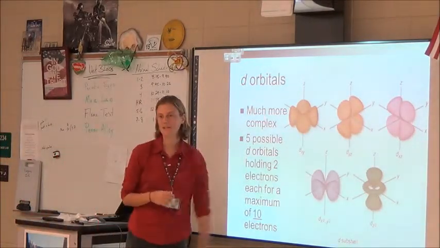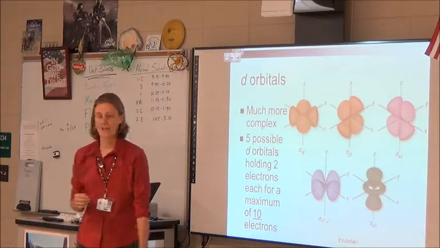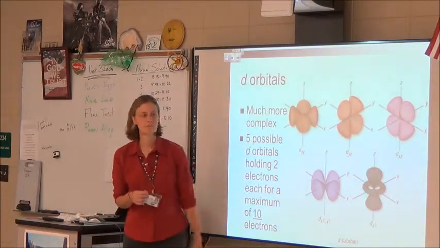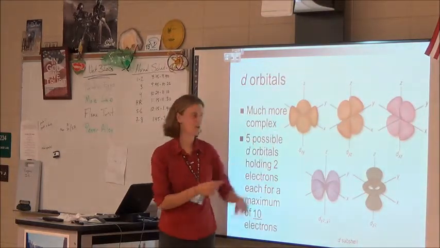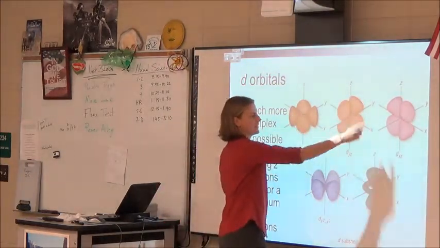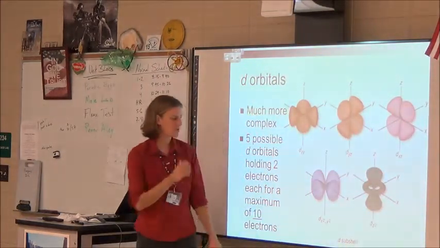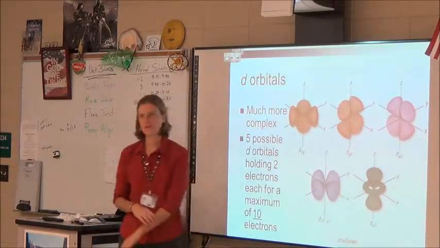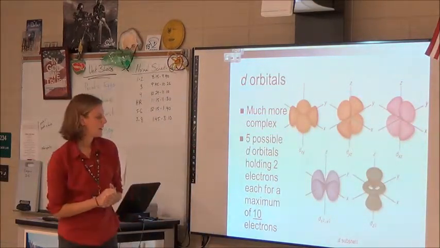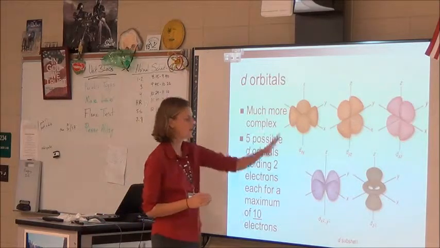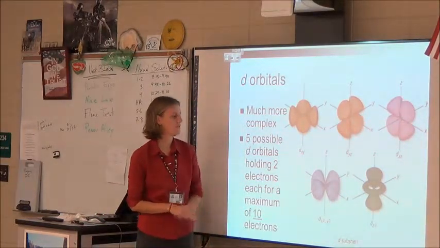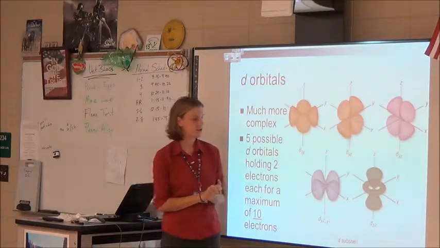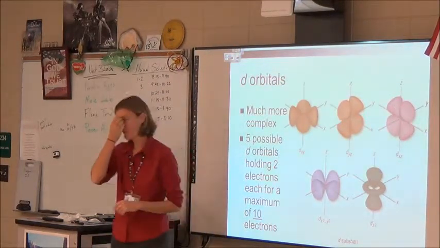All right, and if you liked the petal shapes, now try to visualize these shapes. And all overlapped. So, yeah. So we sort of have five shapes, and in each one we could have two electrons, but that would be a total of 10 electrons that could fit in the D orbital.